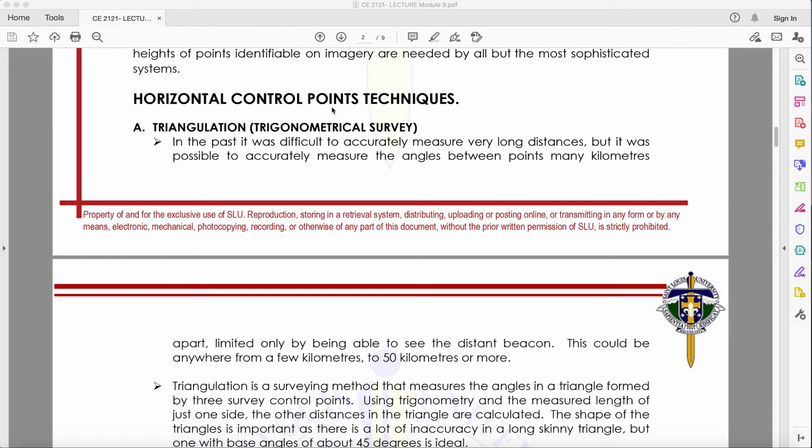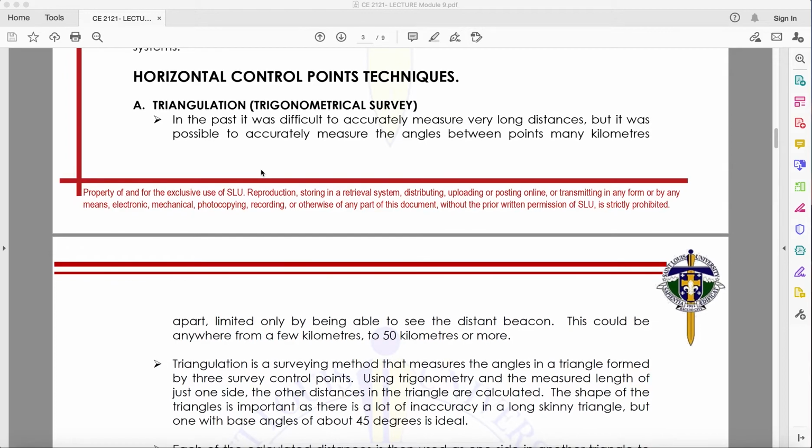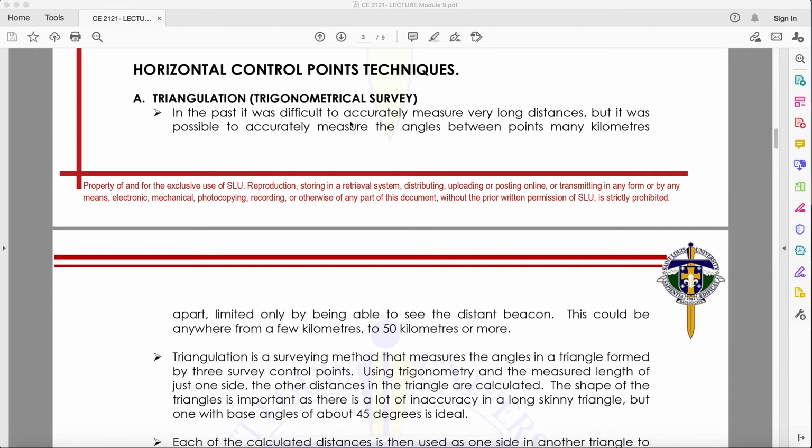Okay, horizontal control points techniques. Letter A, triangulation, or it is the usage of trigonometric intervention. Okay, or it is also called the trigonometrical survey. So in the past, it was difficult to accurately measure very long distances, but it was possible to accurately measure the angles between points many kilometers apart, limited only by being able to see the distant beacon. This could be anywhere from a few kilometers to 50 or more. So yes, this is one of the advantages of triangulation.